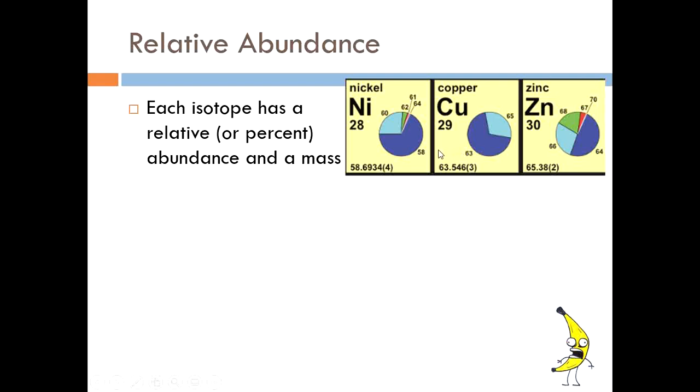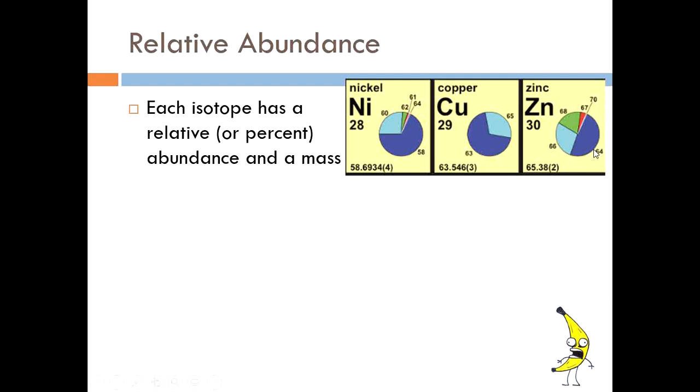Okay? Notice that it is not a whole number. This is not the mass number that we're talking about. Mass number, again, comes from protons plus neutrons. Average atomic mass, or in other words, atomic mass, is coming from the mass of each isotope and its percent abundance. Let's take a look at zinc.